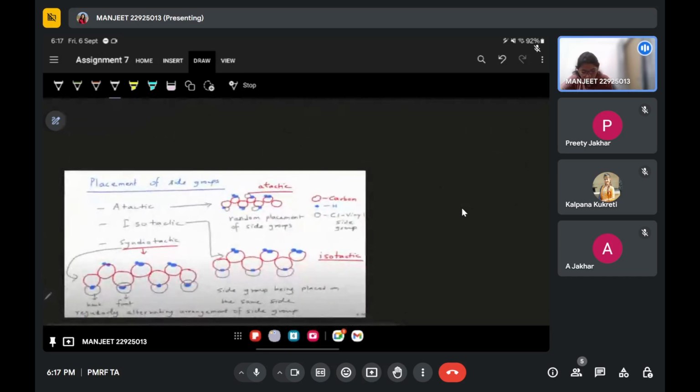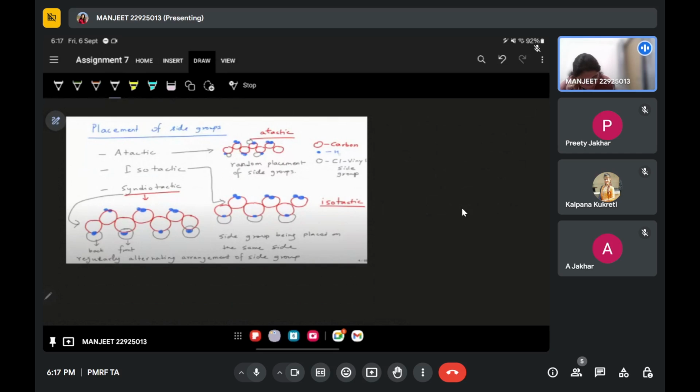Okay, you can see from here, in atactic we have this red color with the carbon, blue is hydrogen, and the open circle is the chlorine vinyl side group. The placement of the hydrogen and the vinyl side group is not fixed, these are random. Here hydrogen is here, now two hydrogens are here, now here the Cl, then hydrogen again, so there is a random arrangement of the side group. So it will be the atactic one.